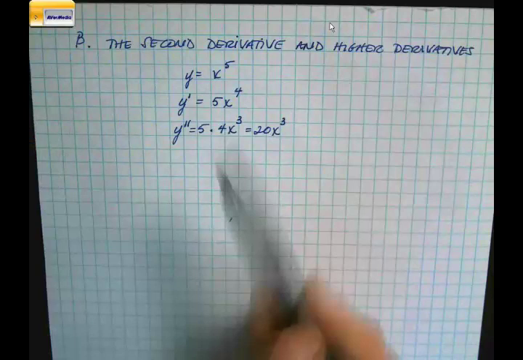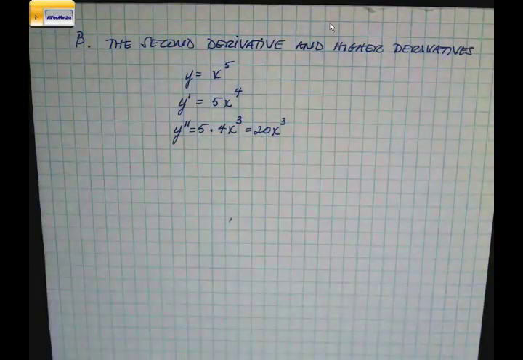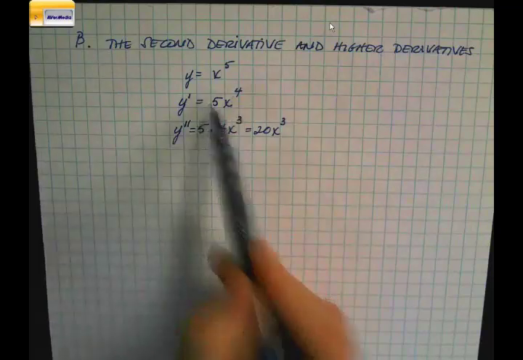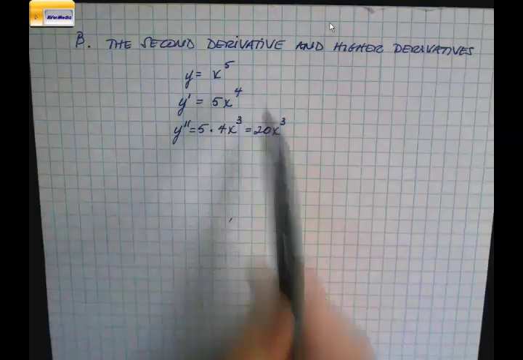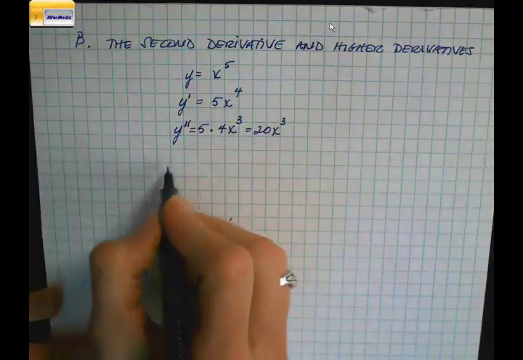Really what we do, or what I do in my head, is 4 times 5 is 20 and decrease the 4 by 1. Okay, and you'll get to the point where you do that. You just say 4 times 5 is 20, and then decrease the 4 by 1. But y, second derivative is 20x cubed.